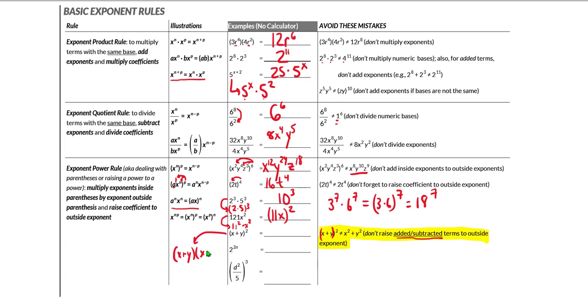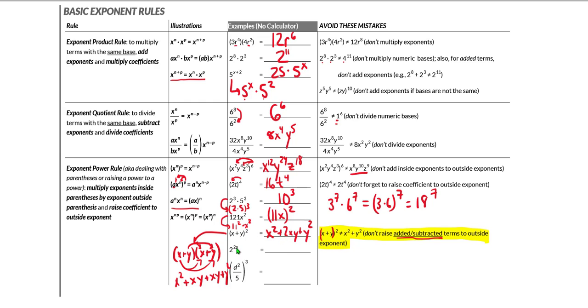So this would be (x plus y) times (x plus y). First terms, x times x is x squared. Outer terms, x times y is positive xy. Inner terms, y times x, I'm going to write that as another xy. And last terms, y times y is y squared. First terms, outer terms, inner terms, last terms, that's what FOIL stands for. So all of this becomes x squared plus 2xy plus y squared. I really hope all of you are familiar with that process by sophomore, junior, senior year.